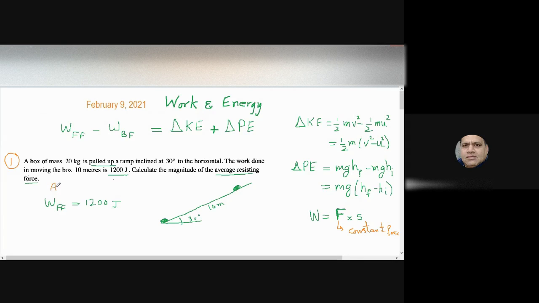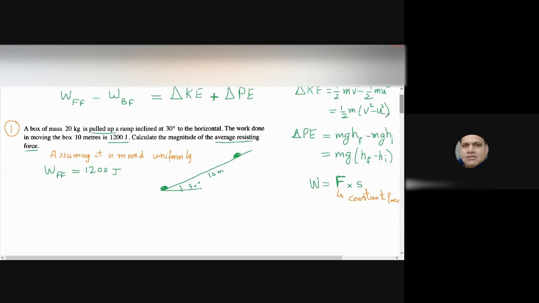So I will write here that assuming it is moved uniformly. Moving uniformly means constant speed. Constant speed means that the change in kinetic energy will be zero. So we can say in this case delta KE is equal to zero. Remember, change will be zero, not the kinetic energy zero. Because initially and finally it will have the same kinetic energy. So when you subtract, it will be zero. Okay, so backward force we are to find.